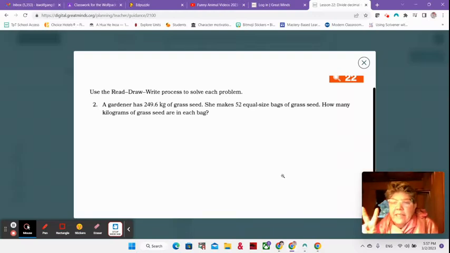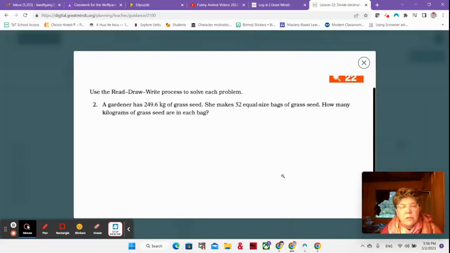Right, here we are in the second video of lesson 22, and we are doing some division with word problems. And here is number 2. This is on page 206, right next to number 1 that you were working on in the last video. A gardener has 249 and 6/10 kilograms of grass seed. She makes 52 equal size bags of grass seed. How many kilograms of grass seed are in each bag?